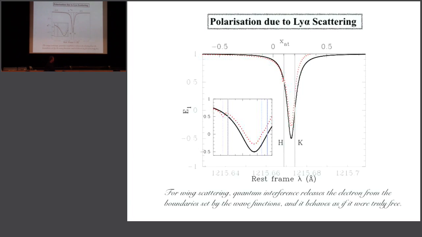So I had a beautiful sentence about it, I thought. So here it comes. For wing scattering, quantum interference releases the electron from the boundary set by the wave function, and it behaves as if it were truly free. Done.